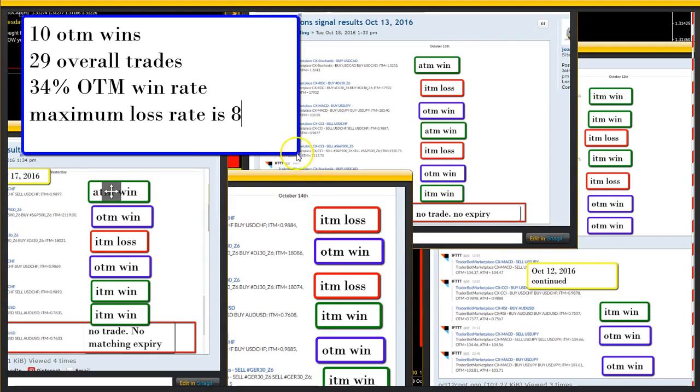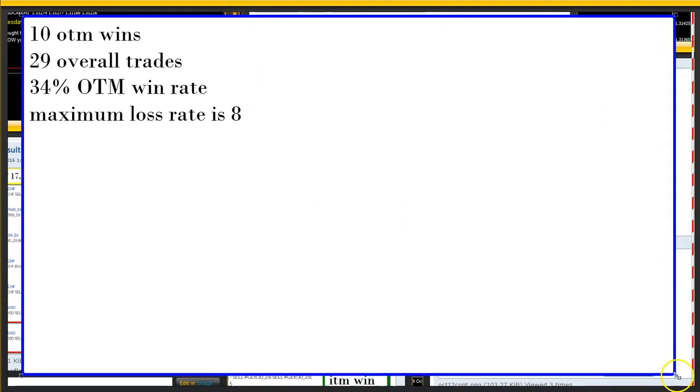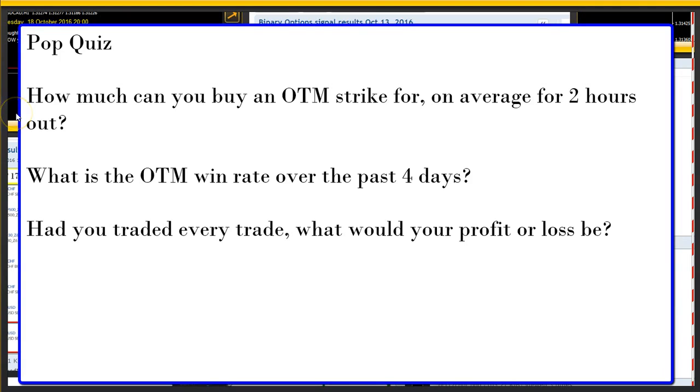Okay, time for a quiz again, just so you're on the same page. How much can you buy an OTM strike for on average, 2 hours out? 10 to 20 bucks, about 15 is what we're looking for. What is the OTM win rate over the past 4 days? What did we say, 34%, something like that?